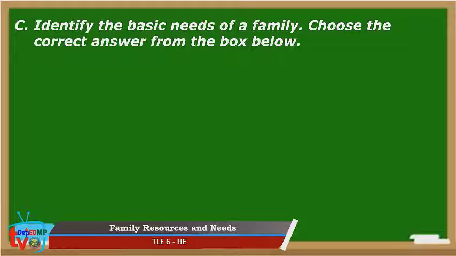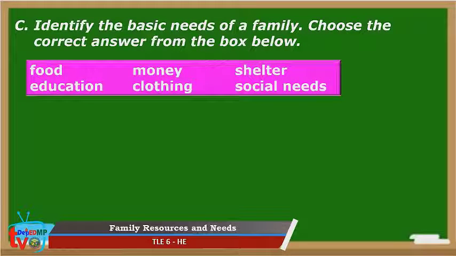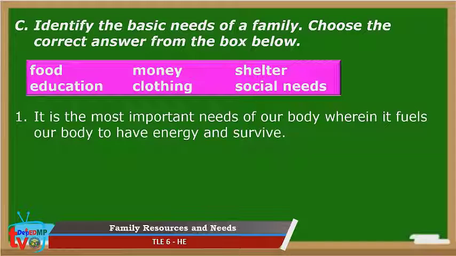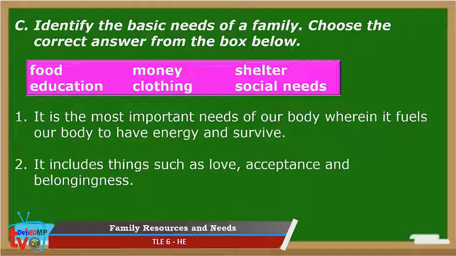C, identify the basic needs of a family. Choose the correct answer from the box below. Food, education, money, clothing, shelter, and social needs. Number 1, it is the most important needs of our body wherein it fuels our body to have energy and survive. Number 2, it includes things such as love, acceptance, and belongingness.